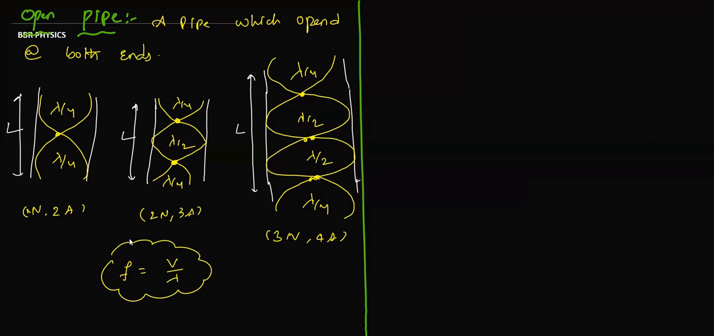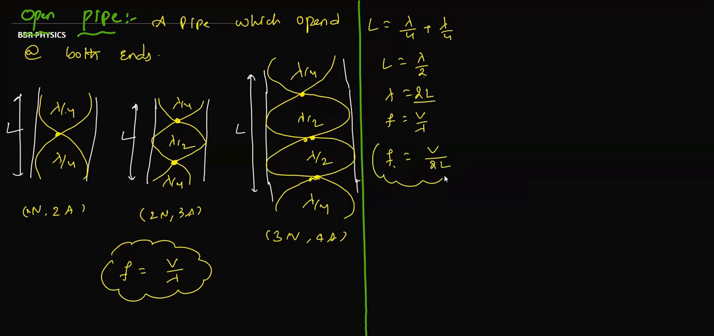So first case we are going to discuss. First case length, if you observe, this length is balanced by lambda by 4 plus lambda by 4. No? So L equal to what can we write here? L equal to lambda by 4 plus lambda by 4. Therefore L equal to lambda by 2. We send this 2 here, no? Lambda equal to 2L. So F equal to V by lambda. In the place of lambda, I'm going to substitute 2L, which we got. This we can take as F1, and this is called fundamental frequency. Just now we have discussed.